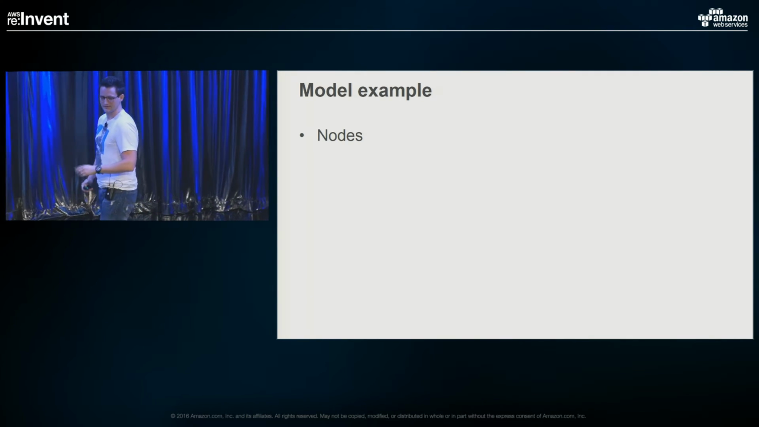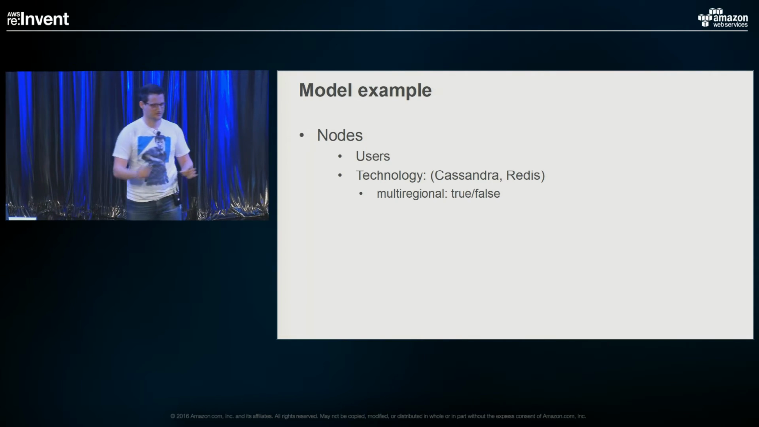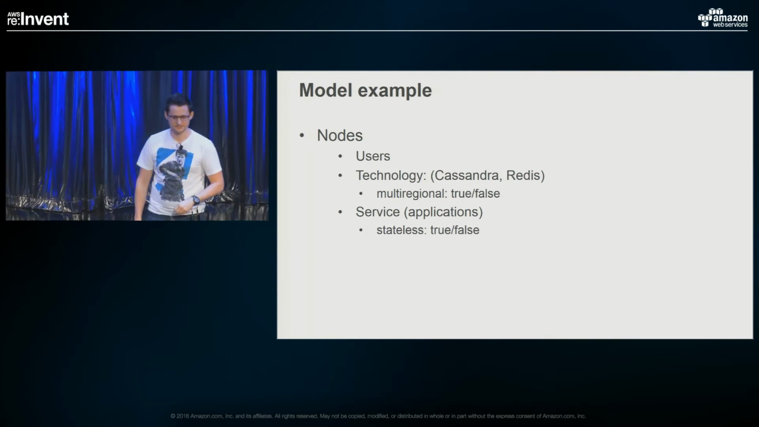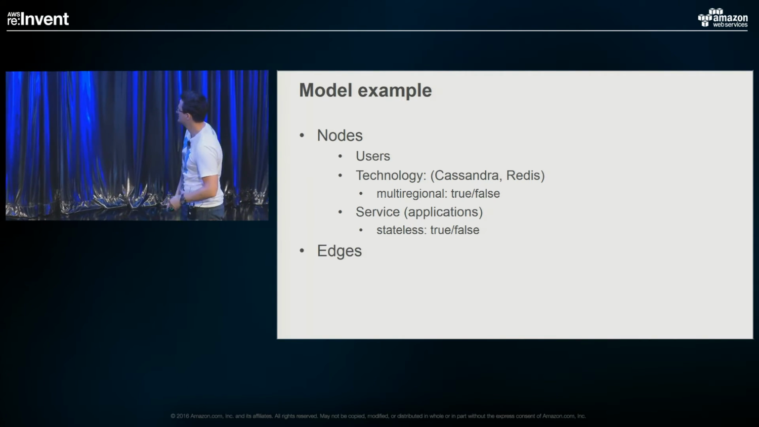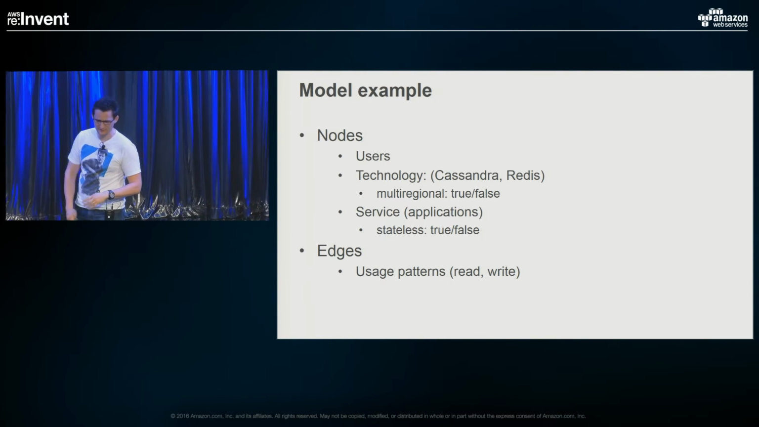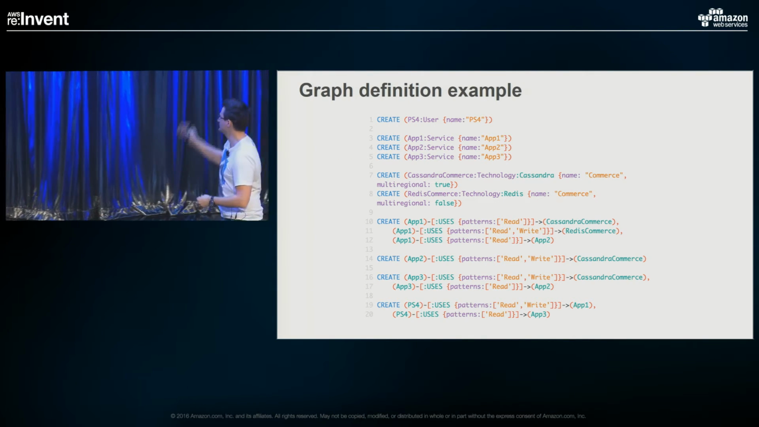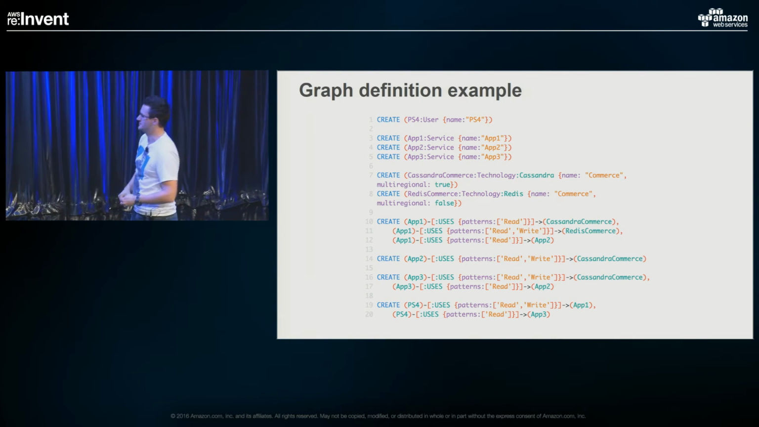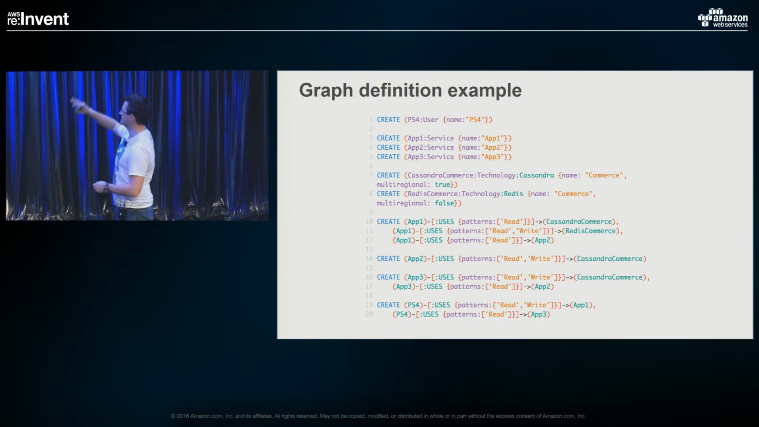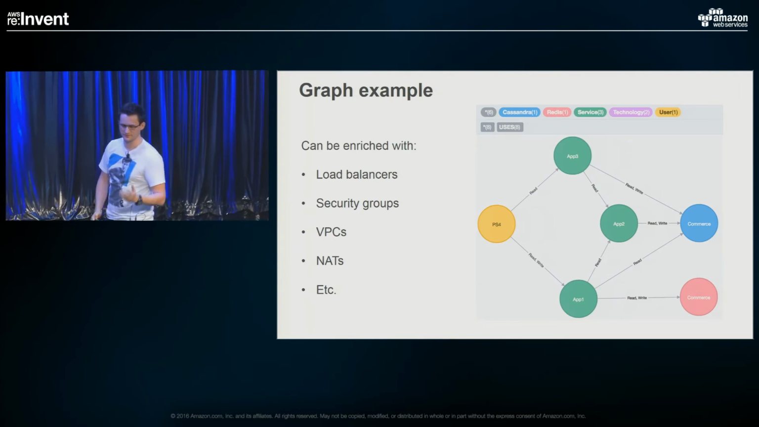So, some example. Nodes: users, technology, Cassandra, Redis, in this simple example, and then let's say we have a simple property, multi-regional, true, false. Services, applications, let's say they can be stateless, true, false, and different edges, like usage patterns. Let's say it's read-write. And so if we take it, we can create the simple definition, right? It's Neo4j. You'll see it later. You can download it. But the idea is, this is a language that you can use. And then when you run it, Neo4j is going to give you that thing.